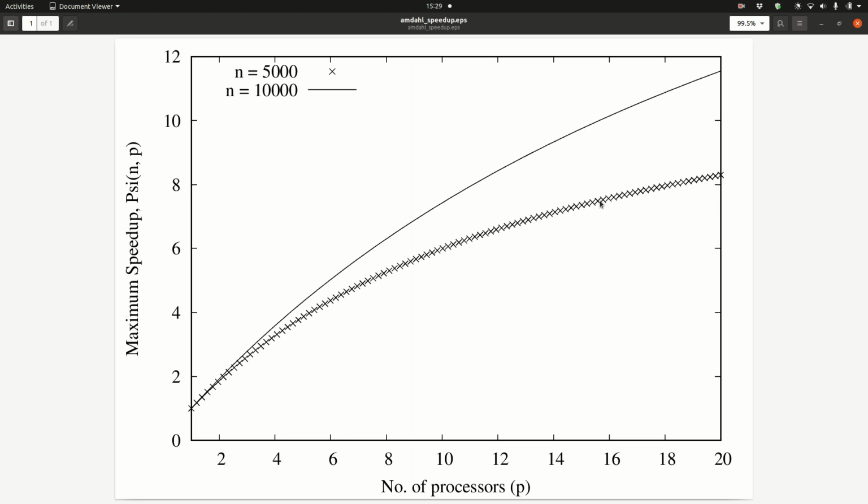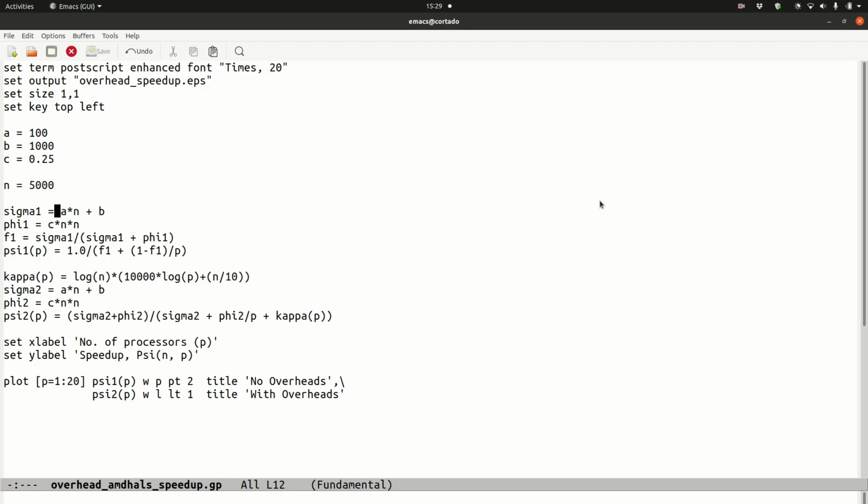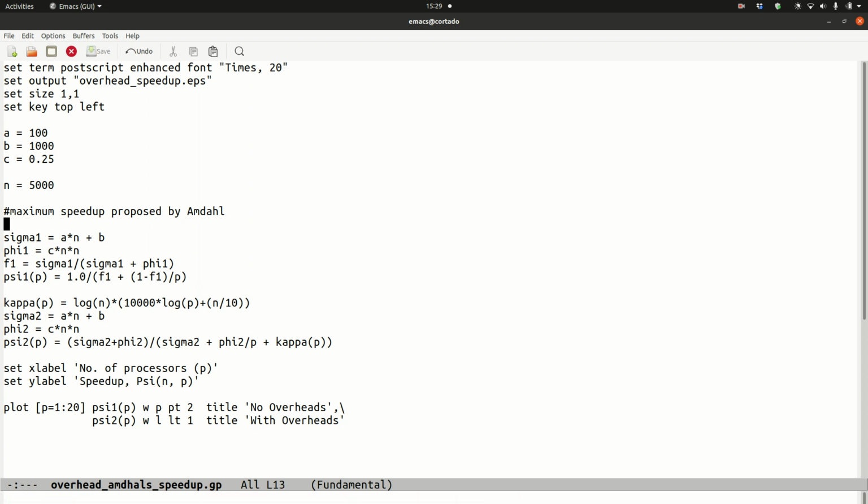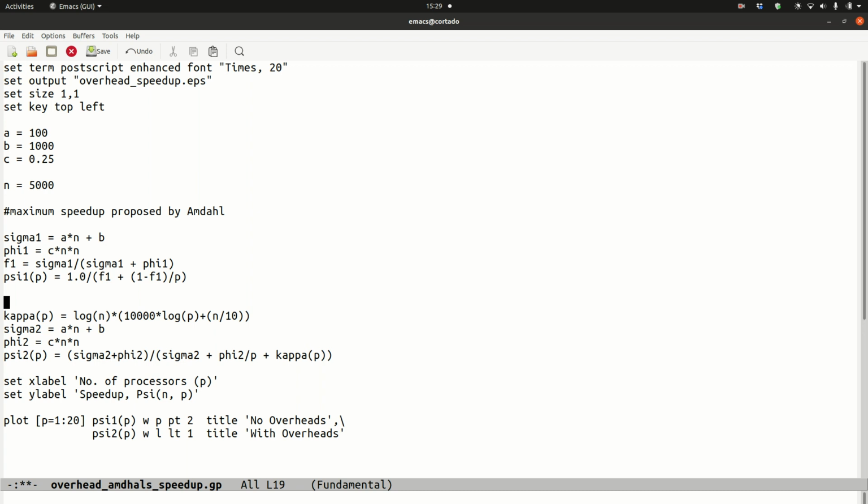So this is basically the maximum speed up. Now I am calculating sigma 1, which stands for the maximum speed up, right? This is the maximum speed up proposed by Amdahl. And then now we are looking at the actual speed up obtained by including the overheads, right?